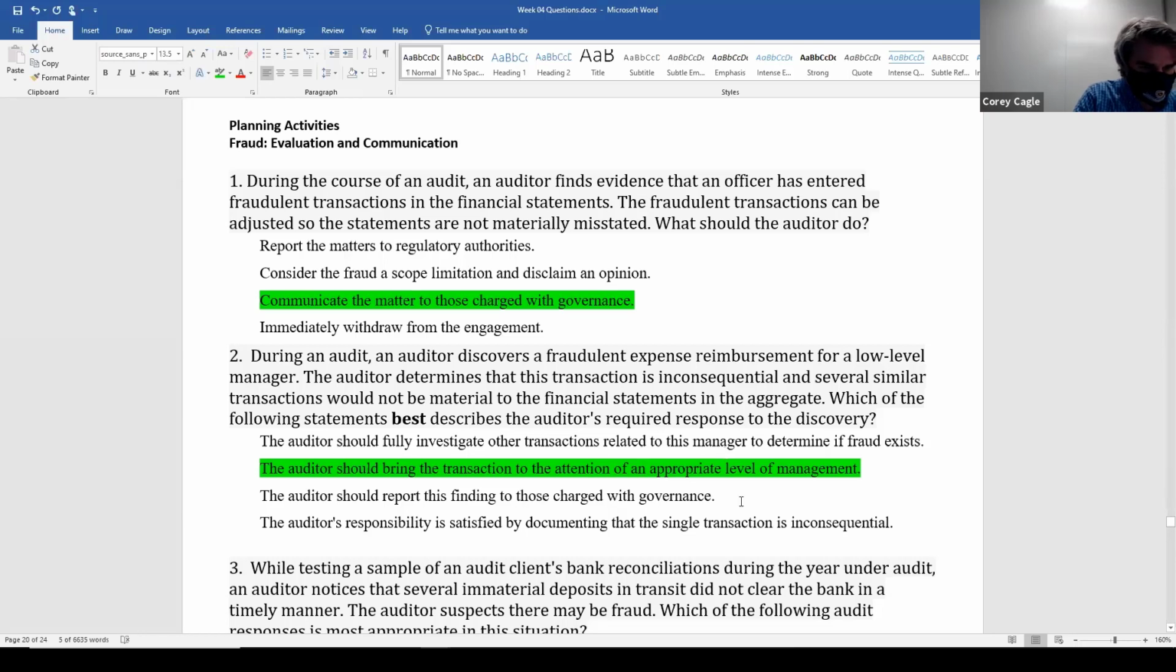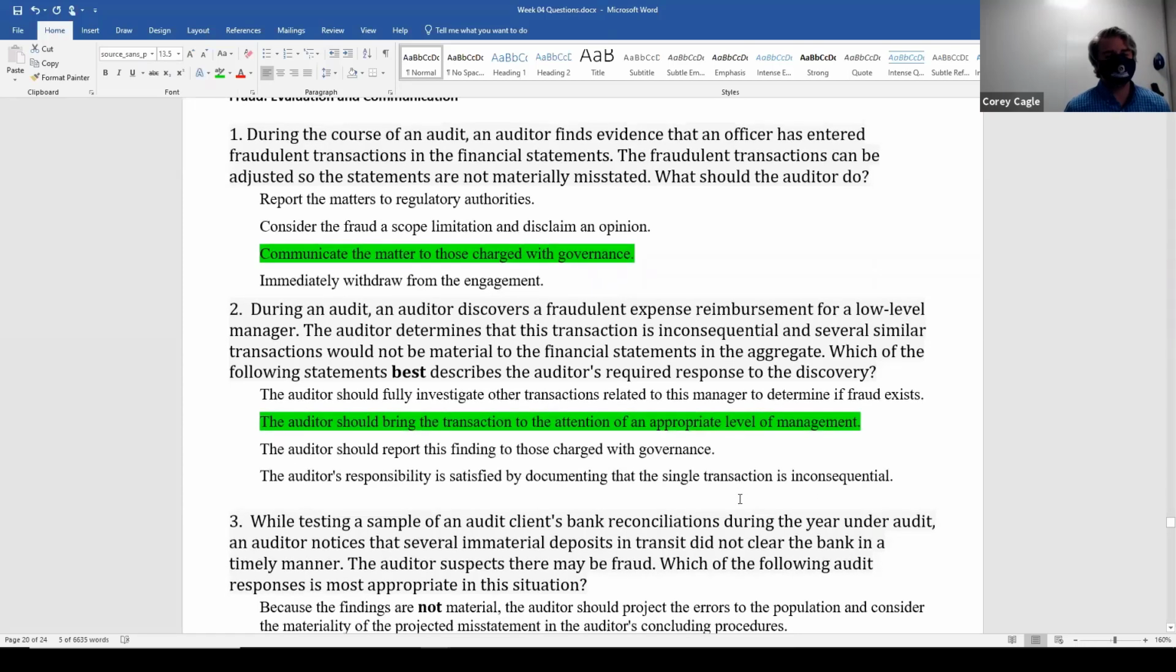Number two, during the audit, the auditor discovers a fraudulent expense reimbursement for a low-level manager. You see where they're taking you with this one. The auditor determines it's inconsequential and several similar transactions will not be material. All right, so the fact that it's not material means we don't have to go to those charged with governance. So we just take it to the appropriate level of management. All right, fairly straightforward.